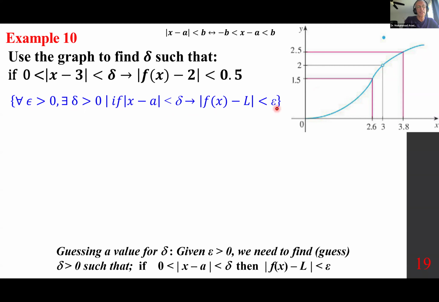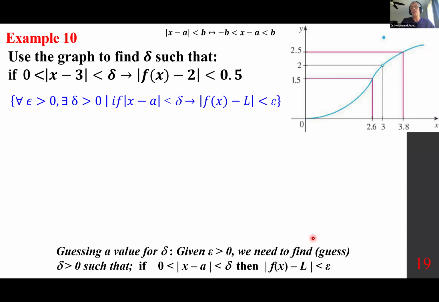So the idea is that guessing a value for delta given epsilon larger than 0, we need to find or guess delta positive such that if x minus a, the absolute value, is between 0 and delta, then absolute value of f of x minus L is less than epsilon. So let's see what happens.